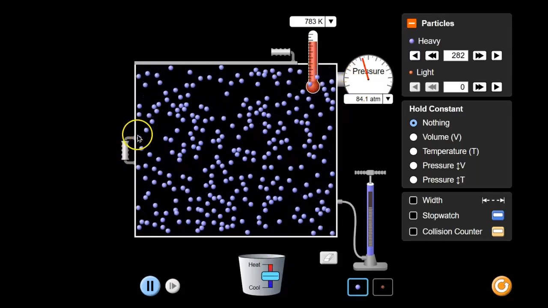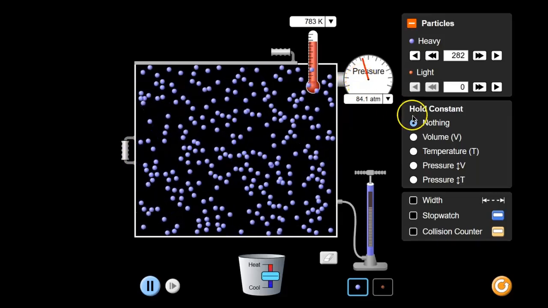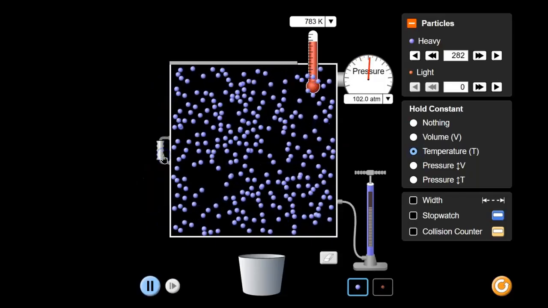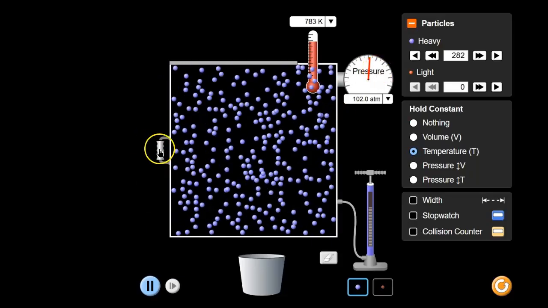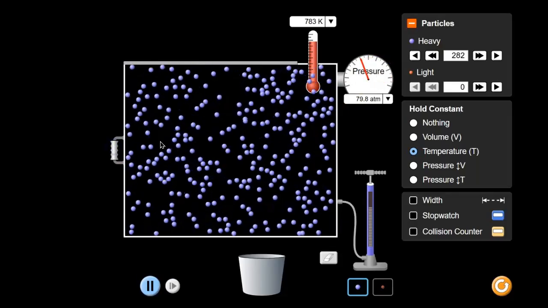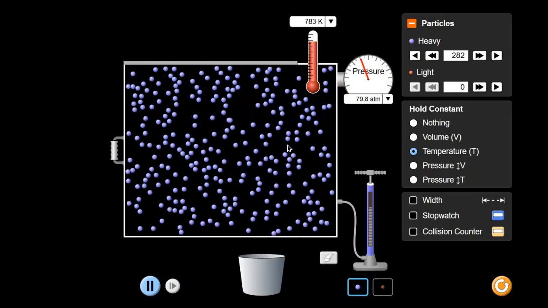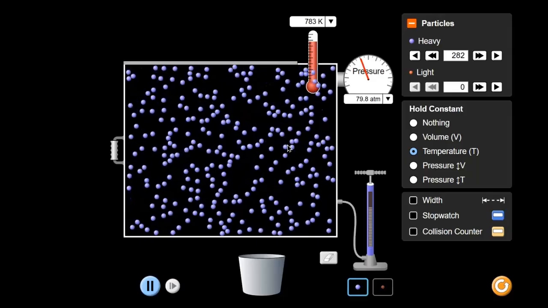Next, I'm going to look at how volume affects pressure. We're going to keep the temperature constant. And as I decrease the volume, the pressure goes up. And as I increase the volume, the pressure goes down. So they kind of change in opposite ways there.